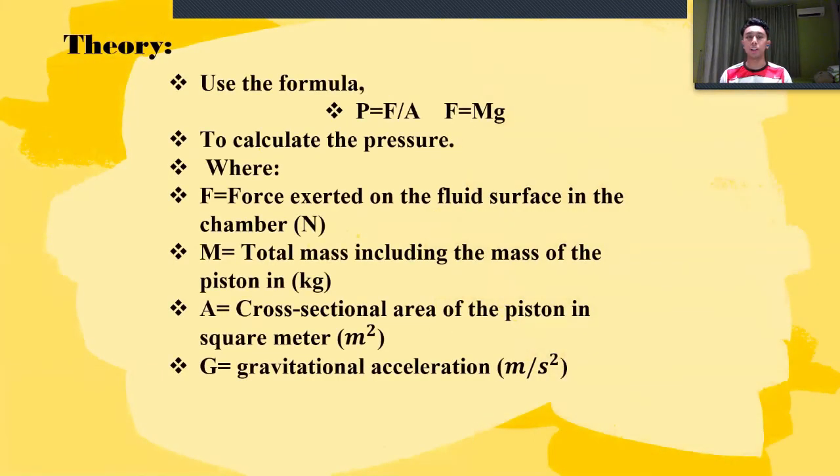So next, we can use the formula P equals F over A, where F is equal to mg. To calculate the pressure, F is the force exerted on the fluid surface in the chamber, and the mass is the total mass including the mass of the piston, which means the mass of the load and the mass of the piston together. A is the cross-sectional area of the piston in square meters, and g is the gravitational acceleration with the unit meter per second squared.